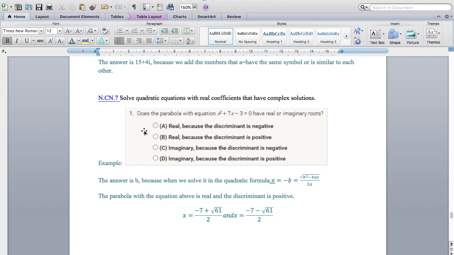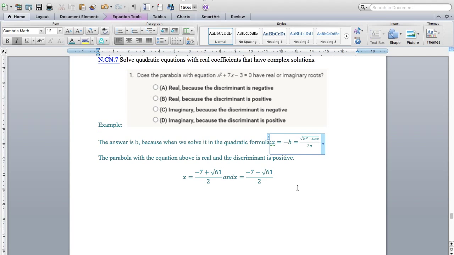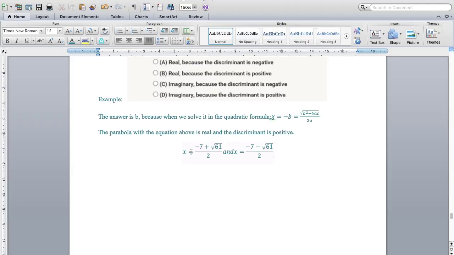Next is N-CN 7. Solve quadratic equations with real coefficients that have complex solutions. And here is an example question. For this one, we had to use the quadratic formula, negative b plus or minus the square root of b to the power of 2 minus 4ac, over 2a. Oh, here I forgot to put something, but it's okay. And here is the results, which are the two numbers because they'll be both positive and negative.